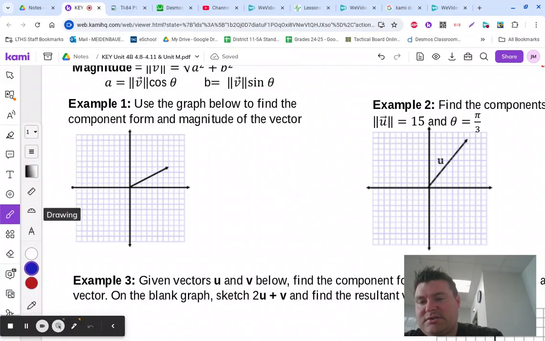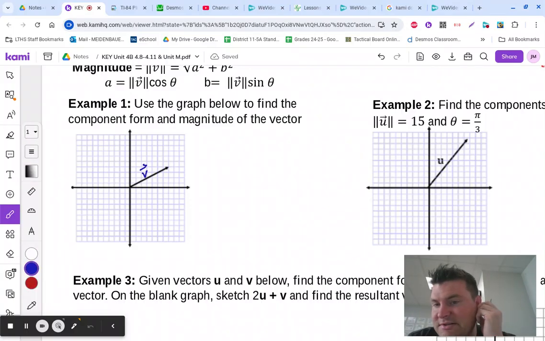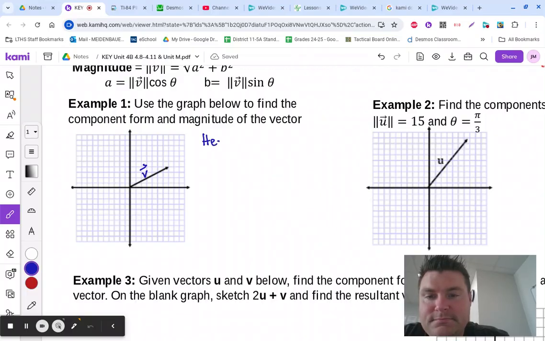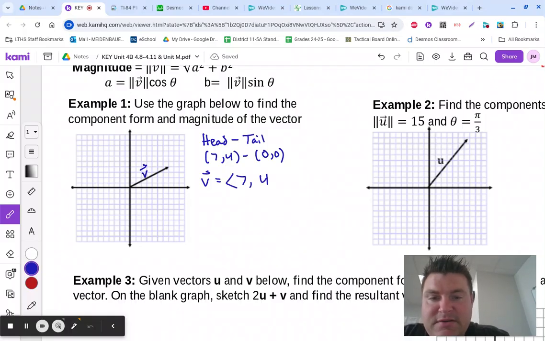So example one: use the graph below to find the component form and magnitude of the vector. So let's go ahead and do this. I'm going to call this vector V. That's how I draw it, I just draw a half arrow because I'm just that lazy. Whenever we do this, we're always going to do head minus tail. So find the coordinate point of the head, which is going to be here at 7, 4, and the tail is going to be 0, 0. So this vector V in component form is going to be 7 minus 0 and 4 minus 0.